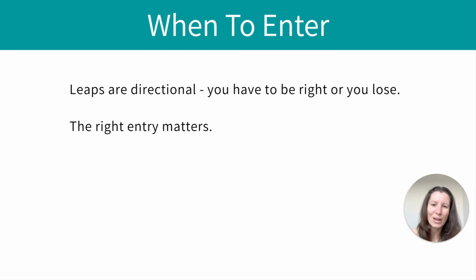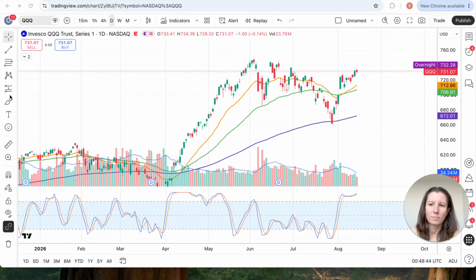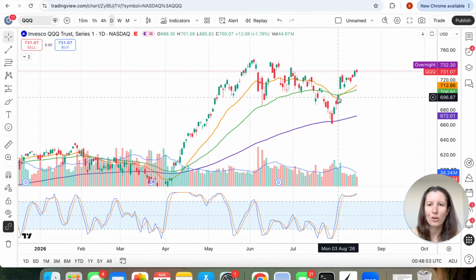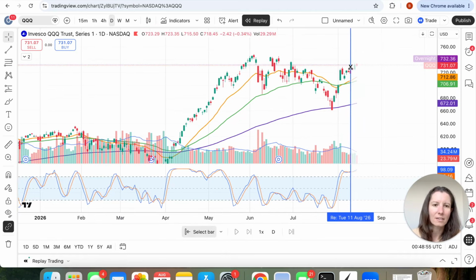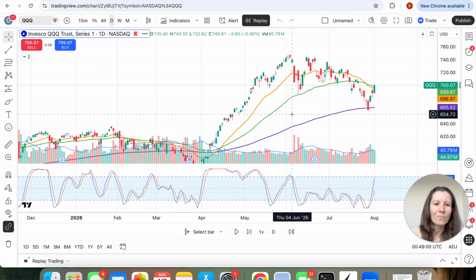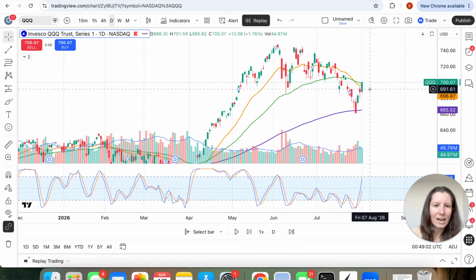Let me take you inside the QQQ chart. I want to show you one of my favorite entries and the entry that triggered me to get into this particular trade. So here we are inside the chart for QQQ, and I actually want to take you back to the day that I entered, which is right here, the 3rd of August. Let me literally cut off everything else. Okay, and here we are. We are right here on August the 3rd. This is the day I entered.